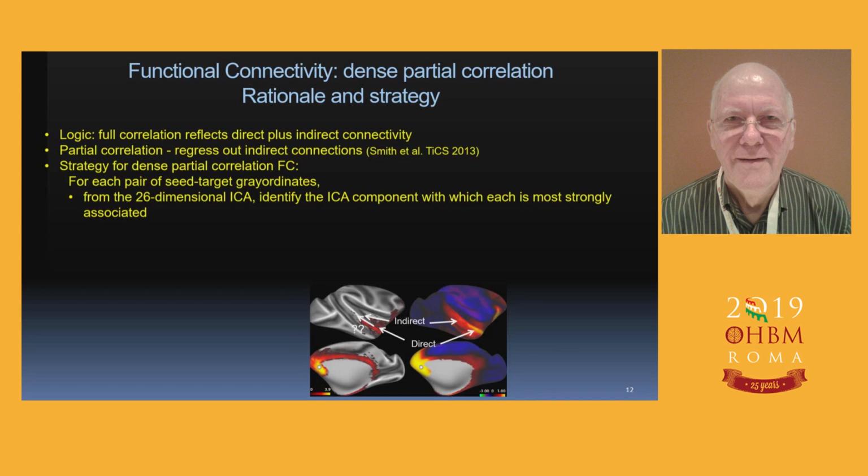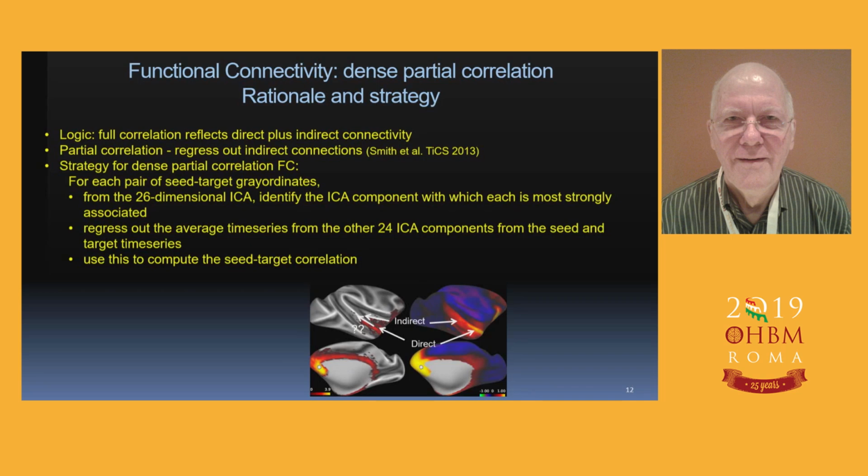I'm not going to try to explain it here. There's a brief description in the text that involves regressing out the 24 ICA components from each of the seed and target pairs, preserving the relationship within the directly strongest correlated ICA components. But if you want to know more about that, please come to the poster. Let's just ask, does this strategy of partial correlation work? And the answer is yes and no.